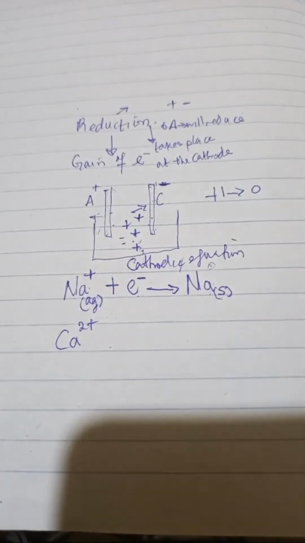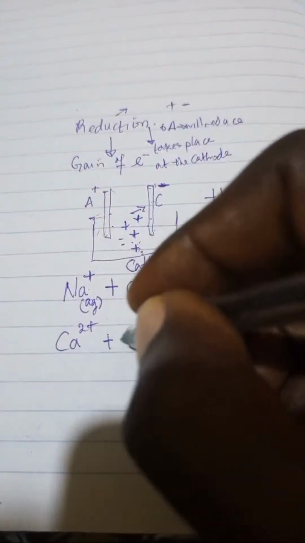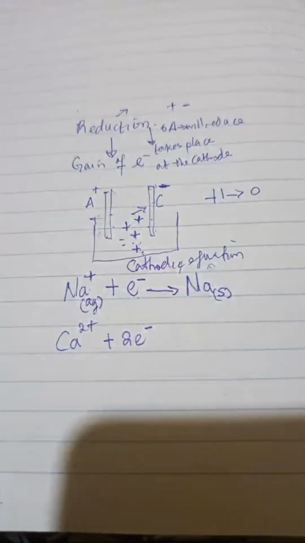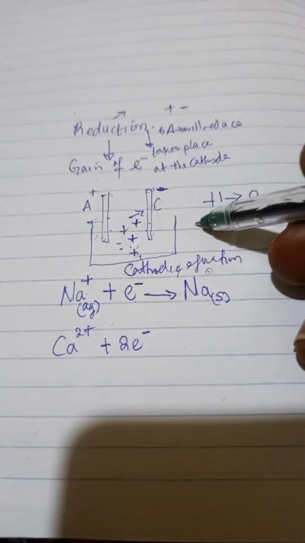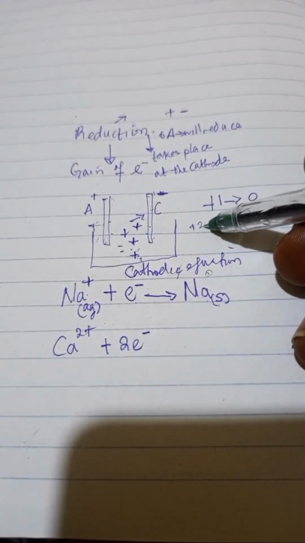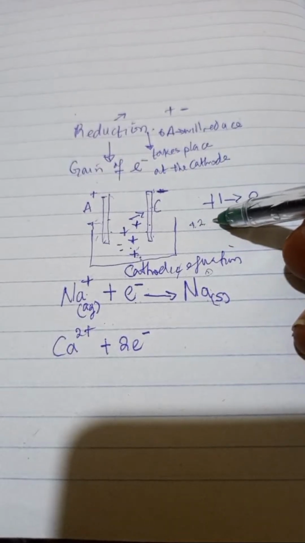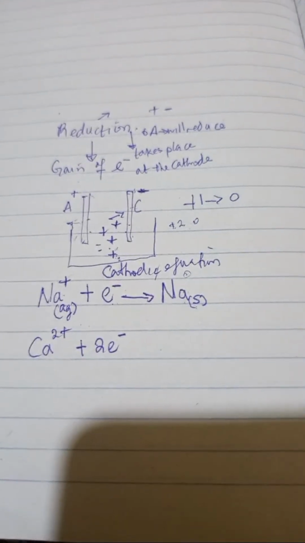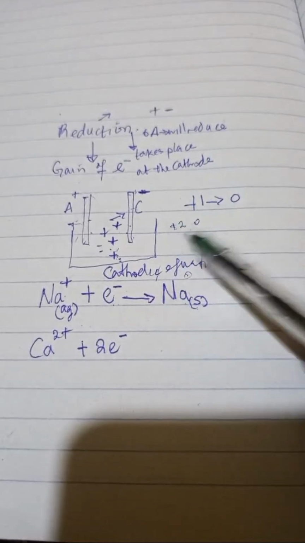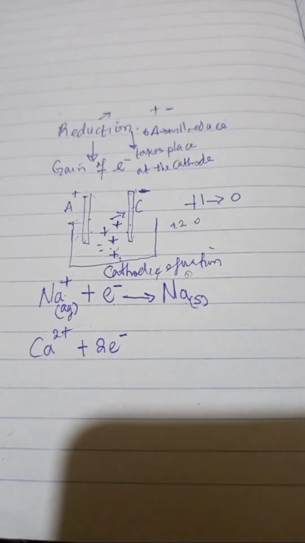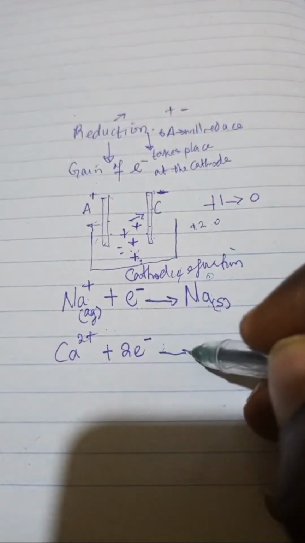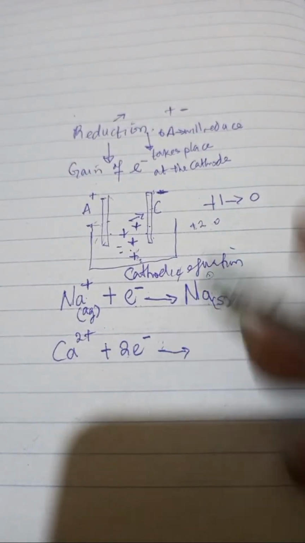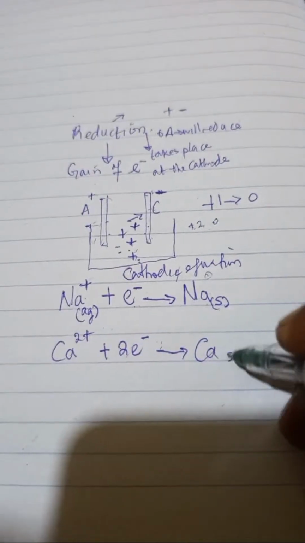That means it has to be reduced. Give it 2 electrons, 2E-, because it is 2+ here. Ask yourself, how can you make plus 2 become 0? That means you have to add minus 2 to it for it to be 0. So Ca2+, now I want it to become ordinary Ca. That will be Ca2+ plus 2E-. That will now give you Ca. Put S here, that is solid.